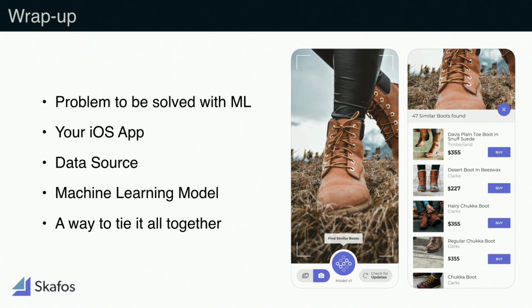Okay, so let's wrap up. We talked about a problem to be solved with ML. We've talked about how you'd incorporate it into your iOS app. We've talked about the data source a little bit that we use, which is Zappos. We talked about creating a machine learning model. There's a lot more information in the actual open source code that we're publishing to you. We talked about a way to tie it all together.